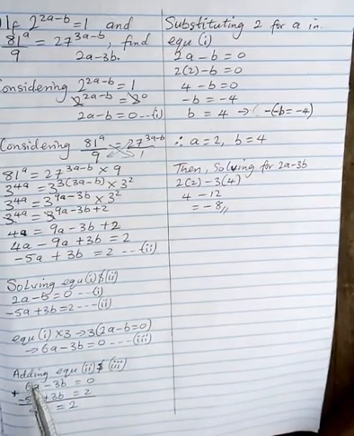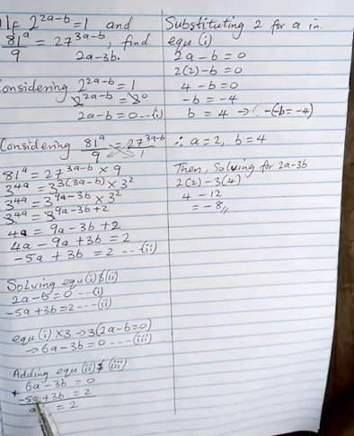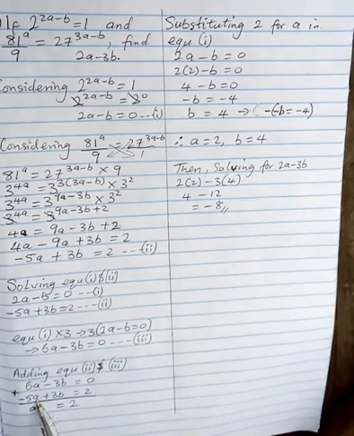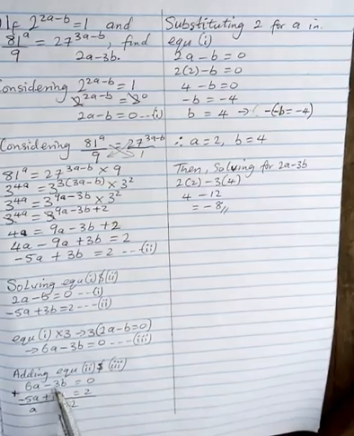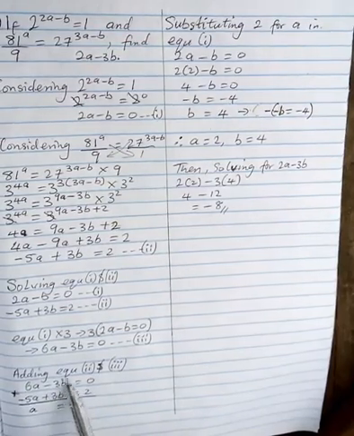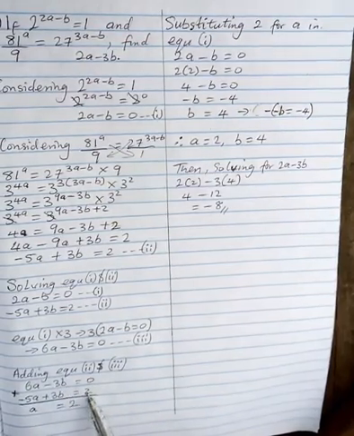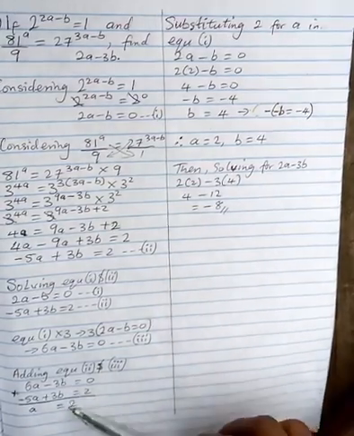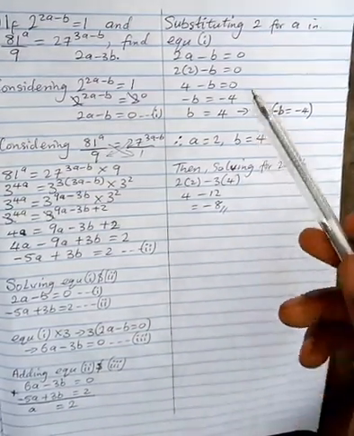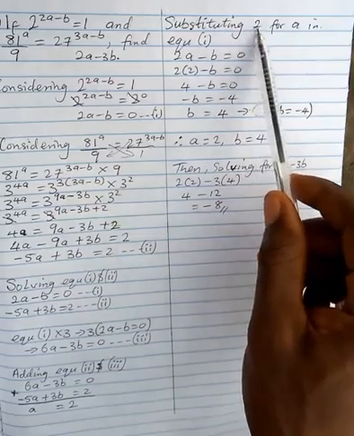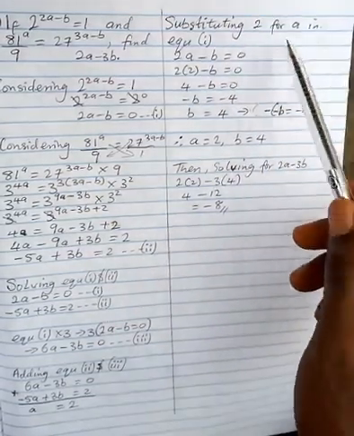So we now add equations 3 and 2. Now 6a minus 5a is equal to 1a. Now minus 3b will cancel plus 3b. Now 0 plus 2 is equal to 2. So a is equal to 2. In other words, we now substitute the value 2 for a in equation 1.